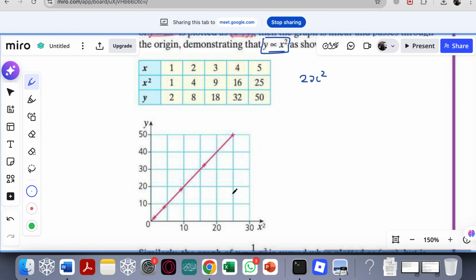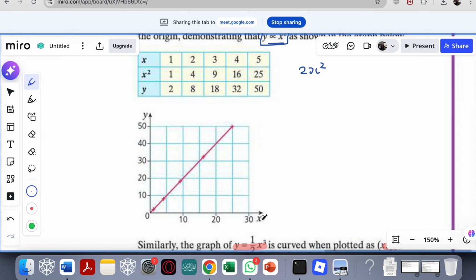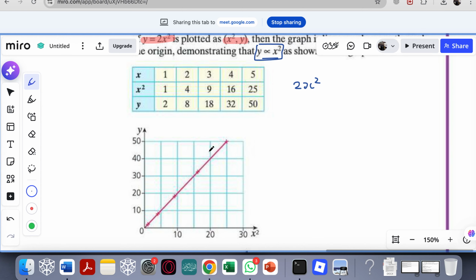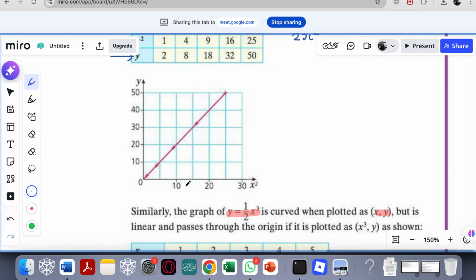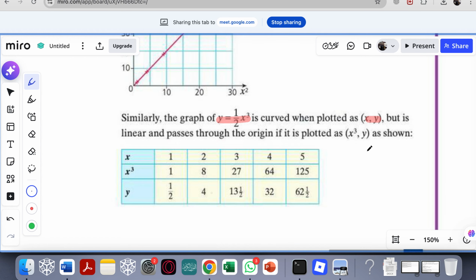You plot the graph of x squared, only x squared, not 2x squared. You are plotting x squared against y. So the scalar factor was removed. x squared against y, this is what you get, a graph.